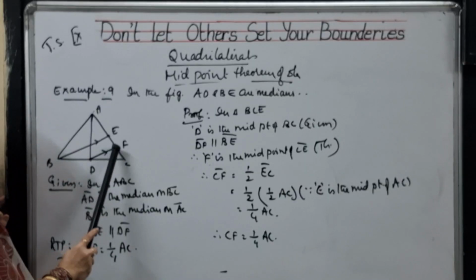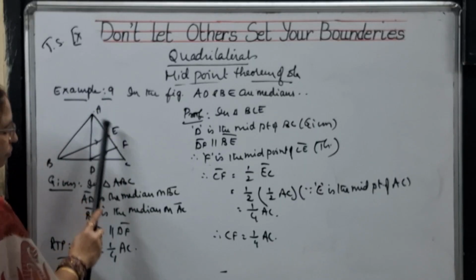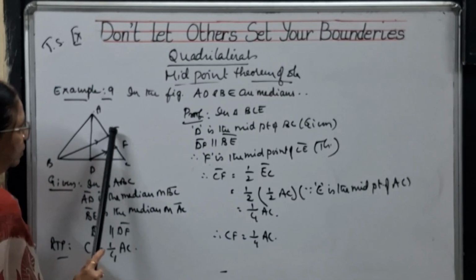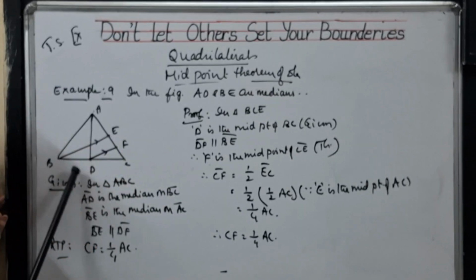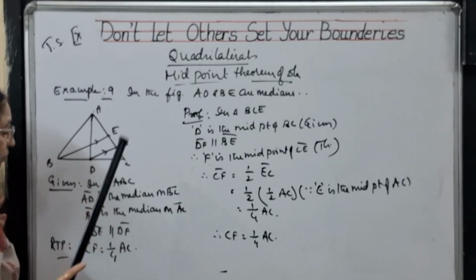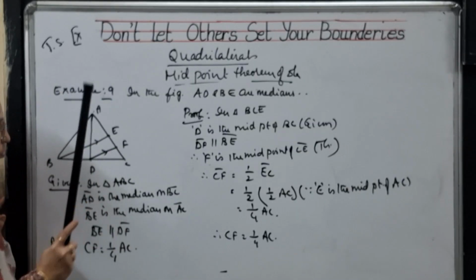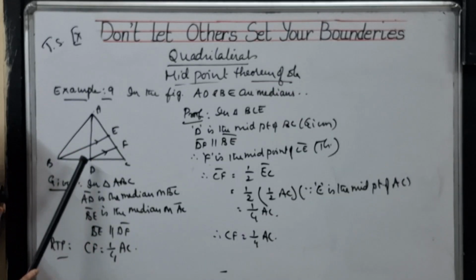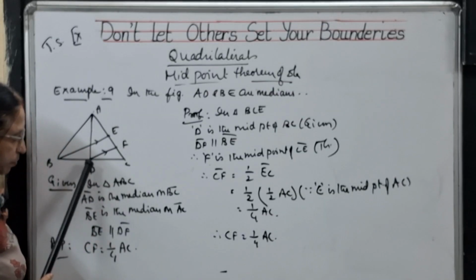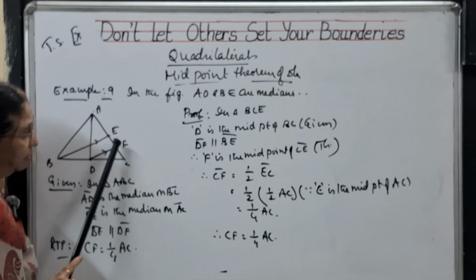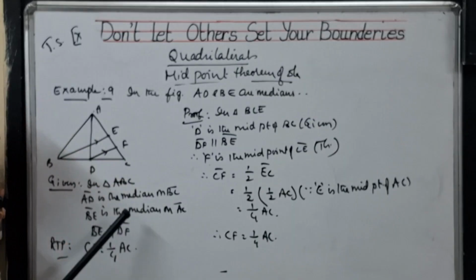Now we need to prove that CF is equal to 1/4 of AC. That we have to prove. Now if you take triangle BCE, in this DF is parallel to BE, they have given, and we know D is the midpoint because AD is the median. So through the midpoint of one side of a triangle, if a line is drawn parallel to the second side, it bisects the third side. So F is the midpoint of CE.